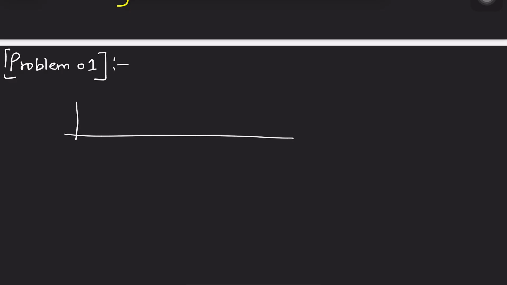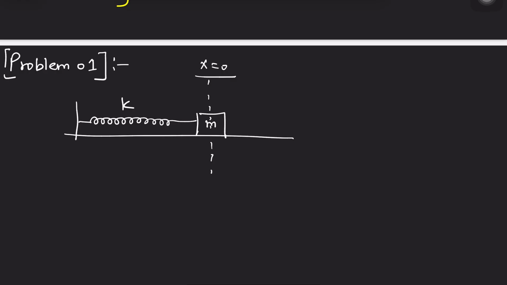So let's say problem 1. The question is like this: suppose we have a spring like this, and this is a block of mass M, and the spring constant is given as K, and right now the spring is at its natural length. So we know that this position is only your equilibrium position. So we can call this the origin.